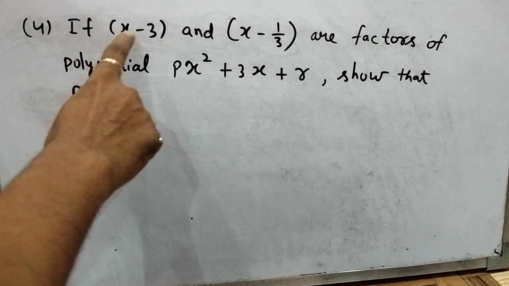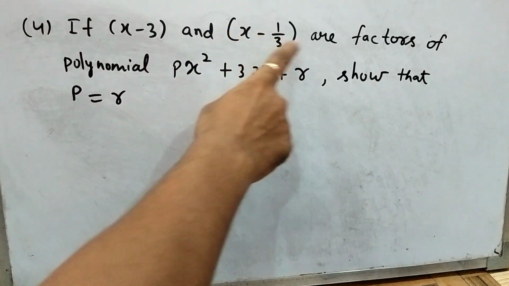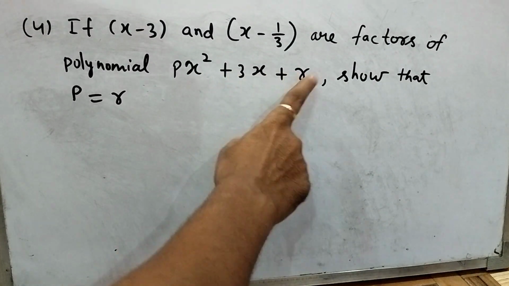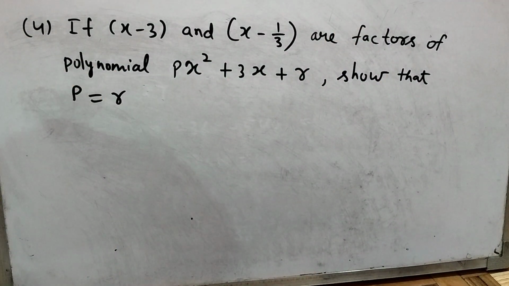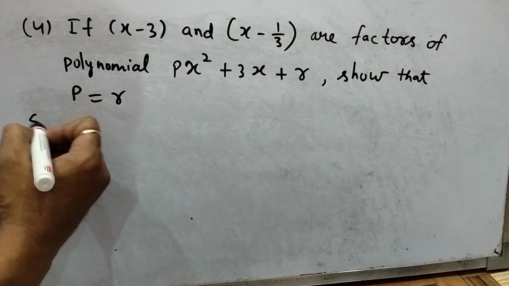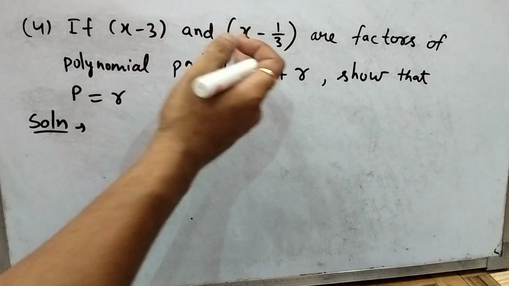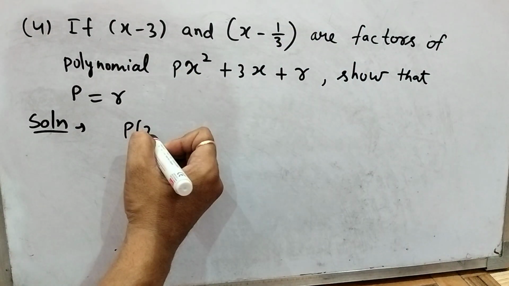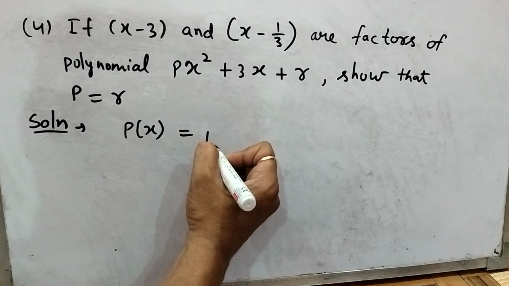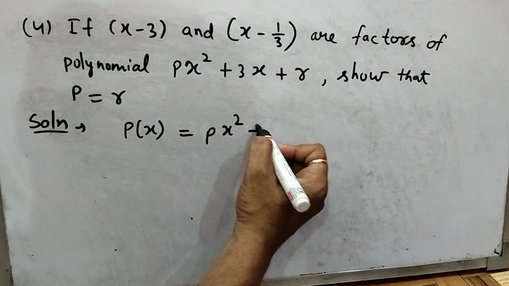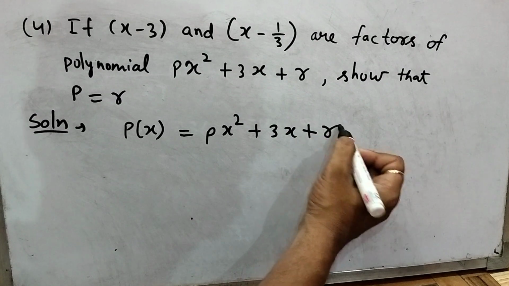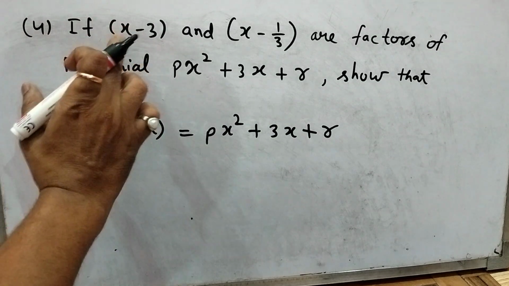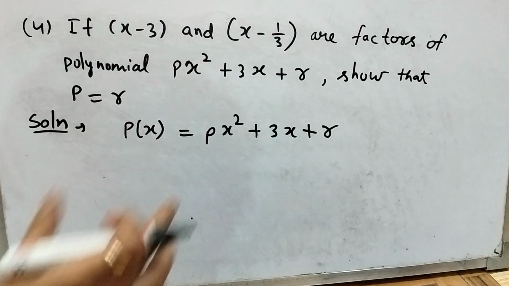Here we have another question. If x minus 3 and x minus 1 by 3 are factors of the polynomial px square plus 3x plus r, then we have to show that p equal to r. Since we are given that x minus 3 and x minus 1 by 3 both are factors of the given polynomial, we can first write p of x, a polynomial in x, equal to small p x square plus 3x plus small r.